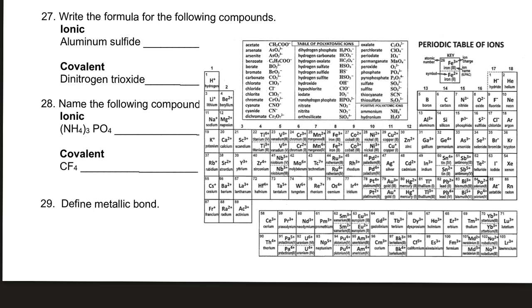So here is the periodic table of ions. We're going to look for aluminum. If you look for aluminum, aluminum's right here. It's going to have a +3. So the first thing we'll do for the aluminum up here is we're going to go ahead and identify the charge. So we're going to say +3.